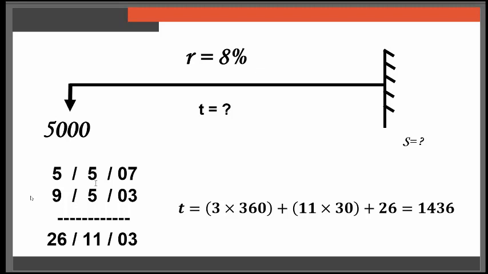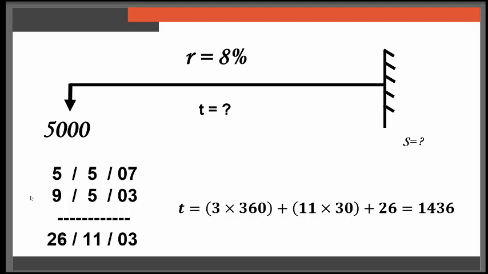is a negative month. So we need to get one from years with 12 months. 12 plus 4 equals 16. 16 minus 5 equal to 11. 6 minus 3 equal 3. So time will be equal to 3 years, 11 months, 26 days.